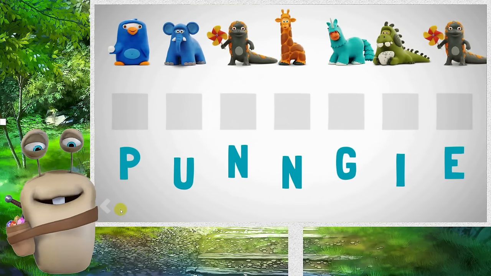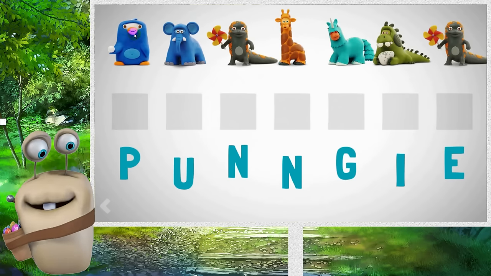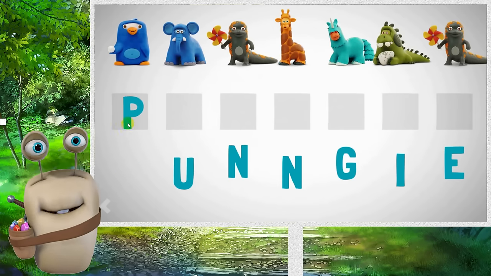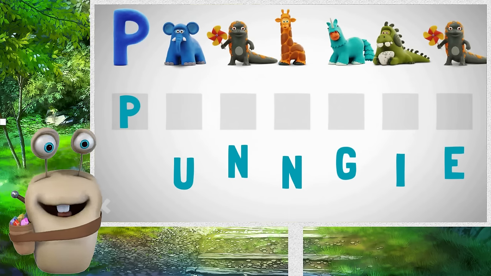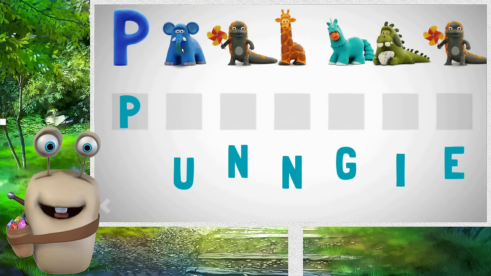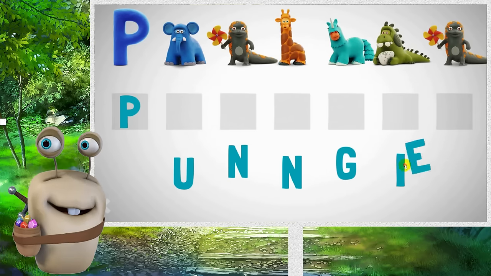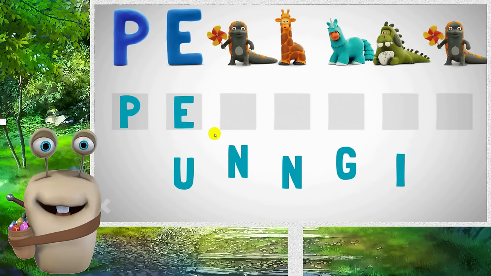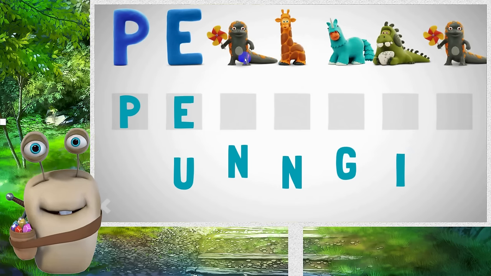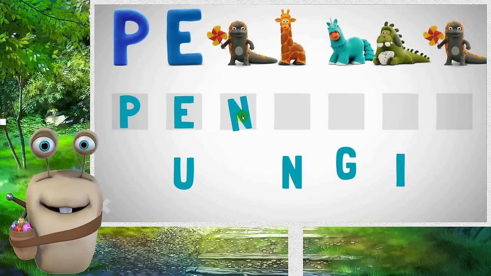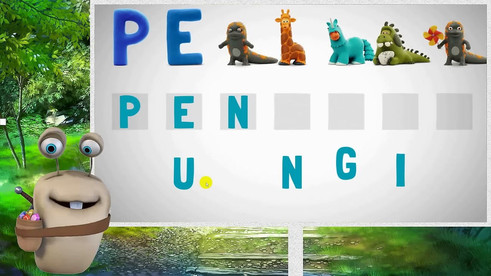I think this is a penguin. So the blue little penguin. P is for penguin. Then it's an elephant. E. E is for elephant. Newt. This N is for newt. N is for newt.